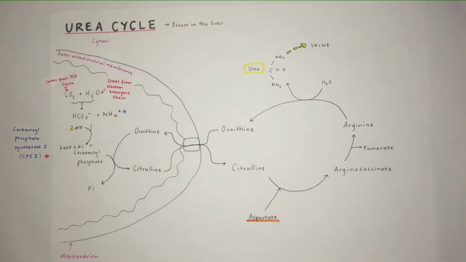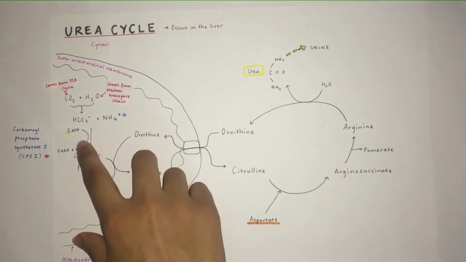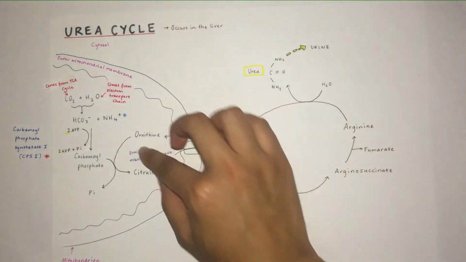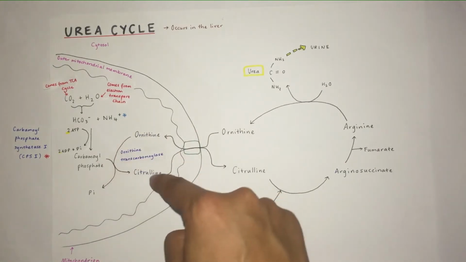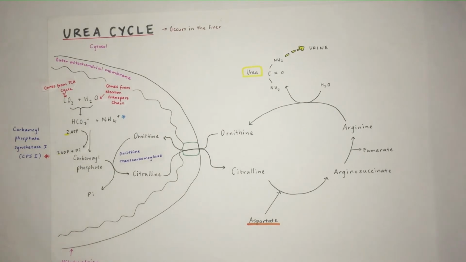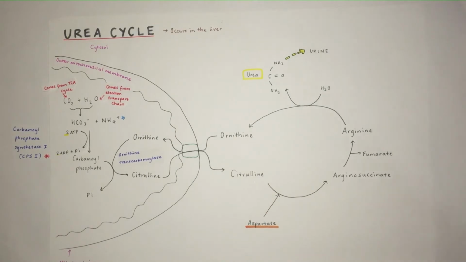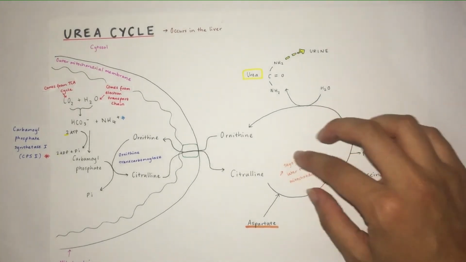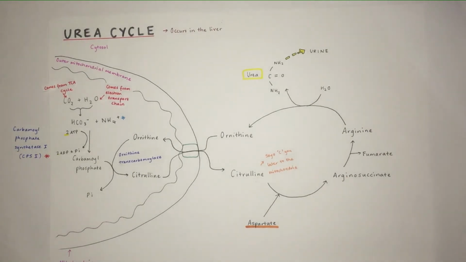So once we have this carbamoyl phosphate, a phosphate is cleaved off, and ornithine reacts with this carbamoyl phosphate and it becomes citrulline through the enzyme ornithine transcarbamylase. Then the citrulline can exit the outer mitochondrial membrane, so it exits the mitochondria and becomes in the cytosol, as you can see here. So this citrulline says, "See you later," to the mitochondria. So that's how I remember that one. Citrulline says, "See you later."